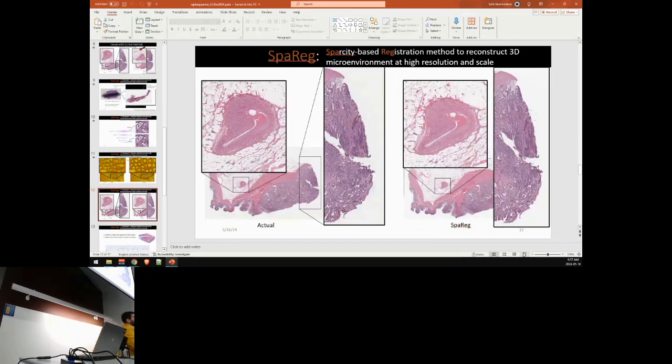So fundamentally, there were two issues with the methods. One is the resolution and scalability, which we solved by calculating the contours. And second was with respect to the tissue image being distorted. And as we see, there's very minimal distortion using SPARIC.